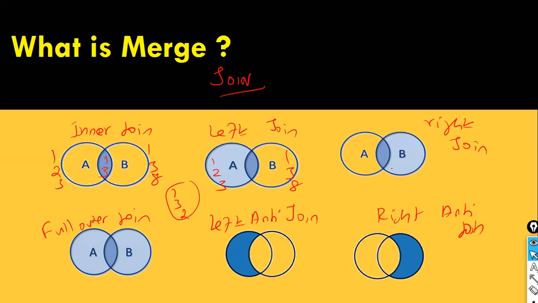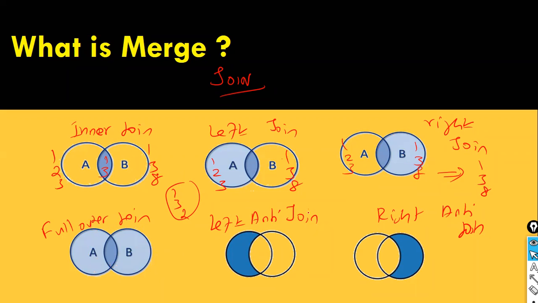The right outer join is the opposite. 1, 2, 3 and 1, 3, 8. What is the common value between these two? 1 and 3. Still the same. And then the rest of the values from the right side table, 1, 3, 8. Simply saying, the right side table data and left side table data you get in the case of left join and right join. And in the case of full outer join, it is something like A union B, all the values 1, 2, 3, 1, 3, 8.